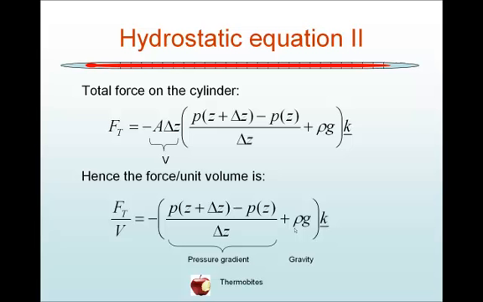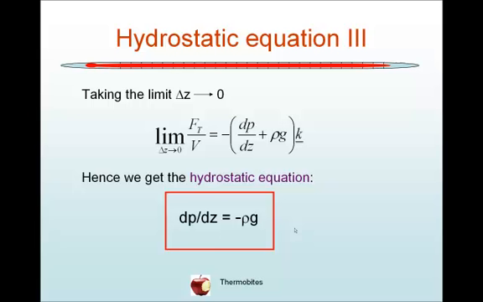What we do now is take the differential limit as delta Z approaches 0. And when you do that, in the limit that delta Z goes to 0, the force per unit volume is minus dP/dz plus ρ g in the k direction. Remember, the original goal was to find the balance of forces such that there's no net force or no net acceleration, so F is equal to 0, which means that the terms inside the bracket must balance to 0, so we have dP/dz equals minus ρ g. This is the hydrostatic equation.